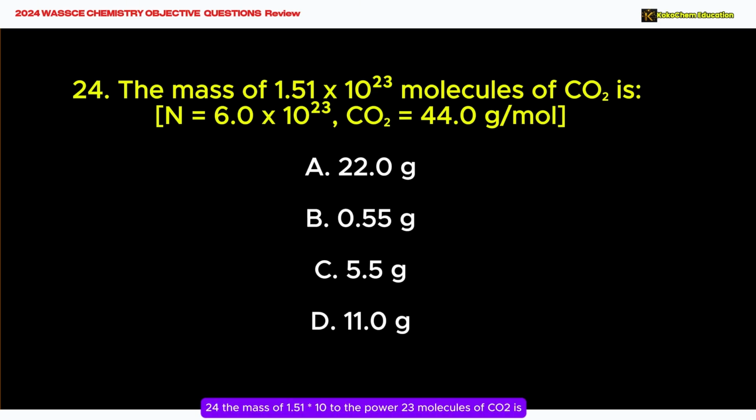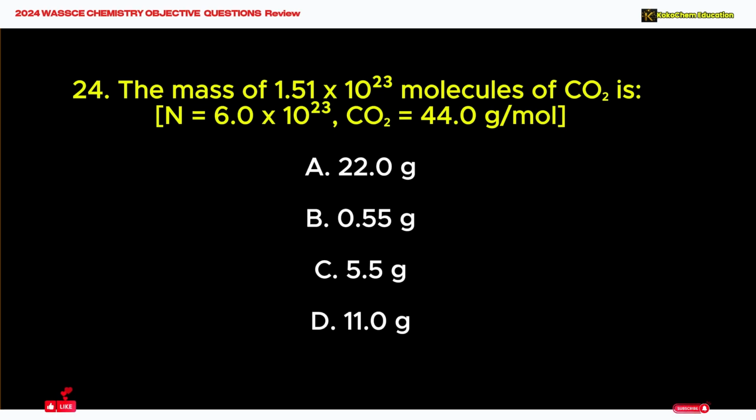24. The mass of 1.51 times 10 to the power 23 molecules of CO₂ is, take Avogadro's constant to be 6.0 times 10 to the power 23, molar mass of CO₂ to be equal to 44.0 grams per mole. A. 22.0 grams, B. 0.55 grams, C. 5.5 grams, D. 11.0 grams.